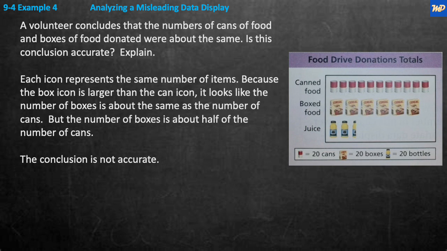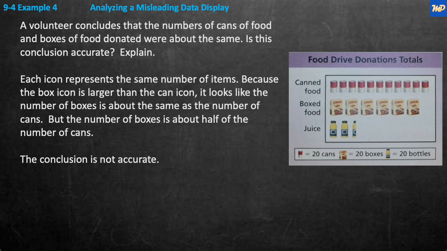Okay, again, now in example 4, we're analyzing more misleading data. It's not the display that's misleading, it's the data in the display and the way they configured it that makes it misleading. So, this is very similar to the one we just looked at. A volunteer concludes that the numbers of cans of food and boxes of food donated were about the same. Is this conclusion accurate? Well, let's look at it.